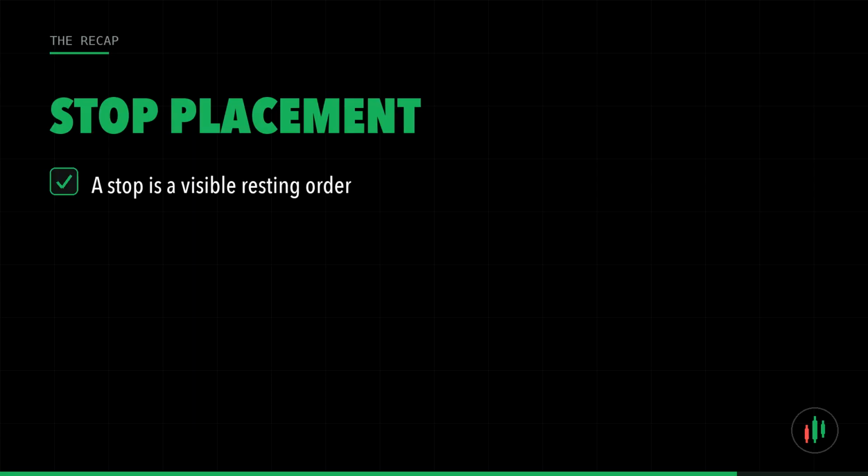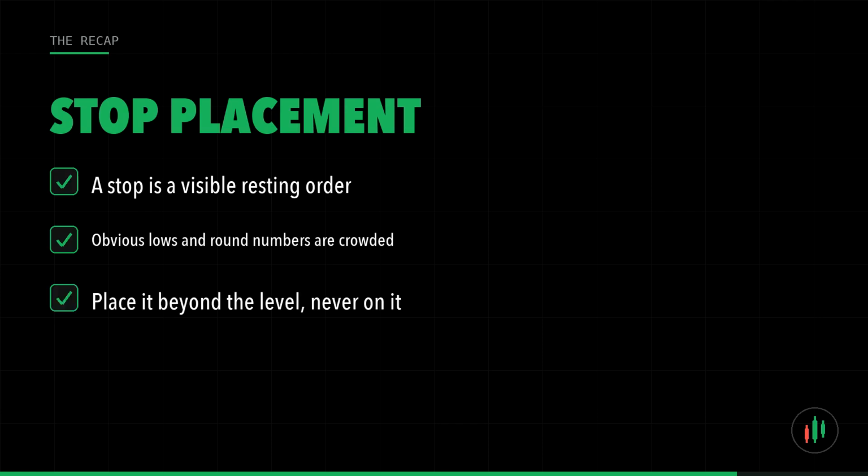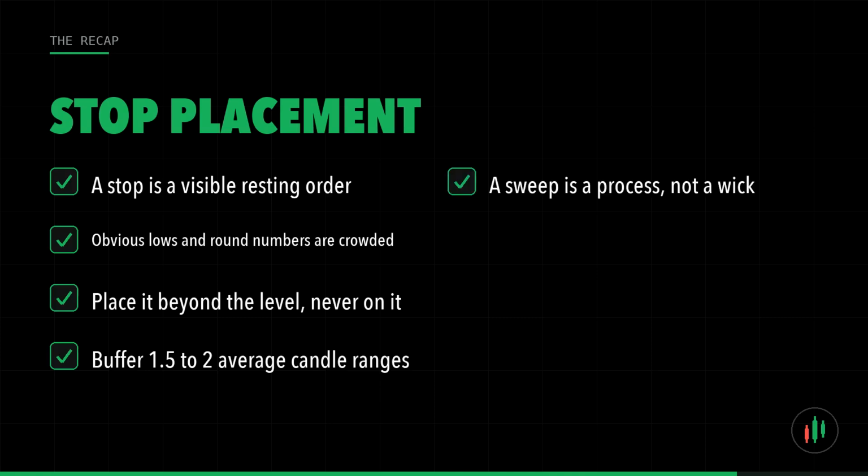So the whole thing on one card. Your stop is a visible resting order, not a private safety net. Stops cluster under obvious lows and on round numbers, so those are the most expensive places to put one. Never place the stop on the level, place it beyond the level. Use 1.5 to 2 average candle ranges as the buffer, because in the real data, a single range was not enough to survive the deeper of the two sweeps.